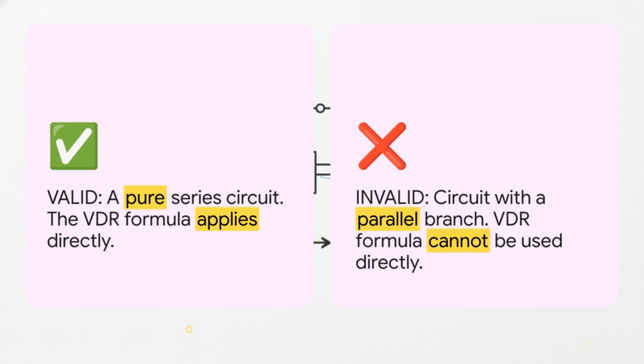You can see the difference so clearly here. On the left, a valid circuit, just a simple series loop where VDR works perfectly. But on the right, someone's added another resistor in parallel with R2. That single parallel branch changes the entire game. It alters the equivalent resistance, so that simple R1 plus R2 in our denominator is no longer correct. You absolutely cannot use the basic formula here.